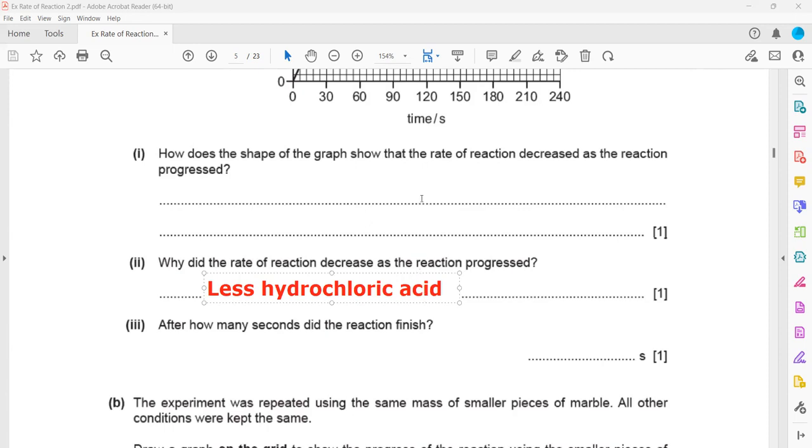But you have to specify which one has fewer particles. You can mention less hydrochloric acid, or fewer particles, or a decrease in the number of particles of hydrochloric acid. If you just write less particles, it's not a full complete answer. It should be that the concentration of the hydrochloric acid decreases, or the number of particles of hydrochloric acid decreases.